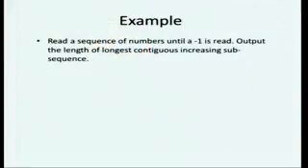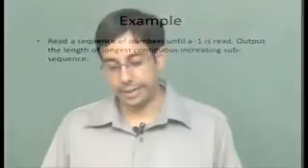So we will see one more example for writing loops. We'll see a slightly trickier example, and we'll cover this over multiple sessions. So the problem is the following. We have to read a sequence of numbers until a -1 is read. -1 indicates that the sequence has ended. And the question is, we have to output the length of the longest contiguous increasing subsequence.